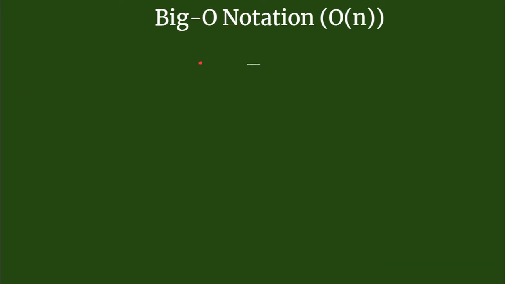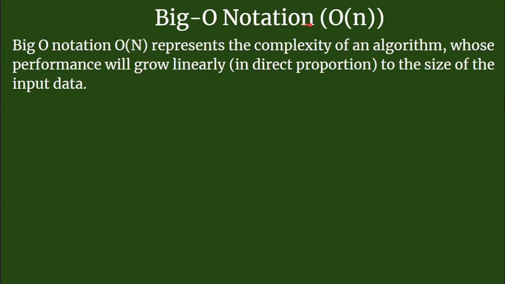Let us see the next example using big O of n. This O of n represents the complexity of an algorithm whose performance will grow linearly in direct proportion to the size of the input data. So when the size of the data is 100, the complexity is 100, that is the order of n. So that is the maximum one. This is the worst case scenario. So the complexity of the algorithm grows linearly, in direct proportion with the size of the input data.